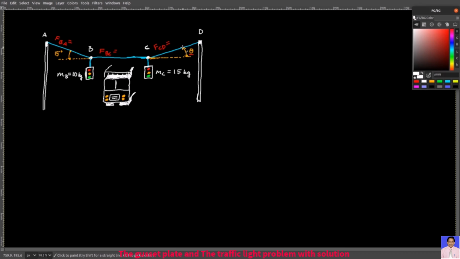So let's now solve for these variables here, these three forces and the angle theta.